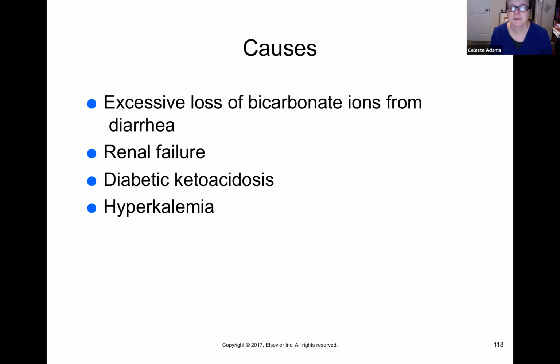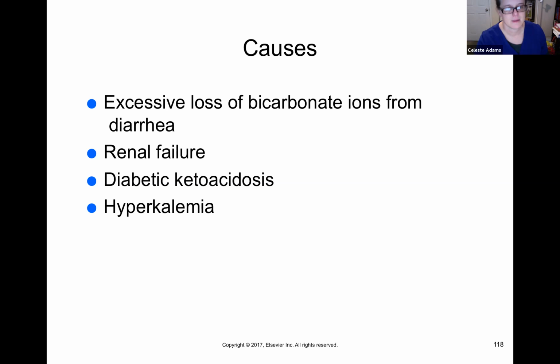Okay. Hyperkalemia. High potassium. High potassium is going to cause metabolic acidosis, the same way renal failure does. Hyperkalemia is going to do a number on the kidneys. It's going to screw up the kidney function. The kidneys are not going to be able to produce the bicarb. Therefore, they're not going to have any bicarb, metabolic acidosis.